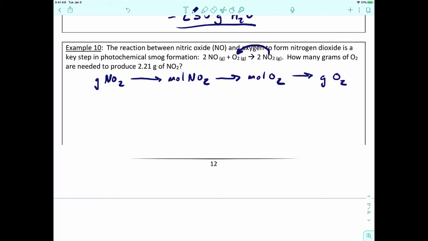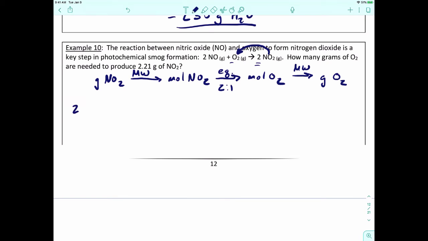To convert from grams of NO2 to moles of NO2, we need the molecular weight of NO2 to make that happen. To go from moles of NO2 to moles of O2, we need to use the chemical equation. If you look at the coefficients, you've got 2 for NO2 and a coefficient of 1 for O2, so that's going to be a ratio of 2 to 1. And to convert from moles of O2 to grams of O2, we need the molecular weight of O2. So that's our game plan. So let's try this out.